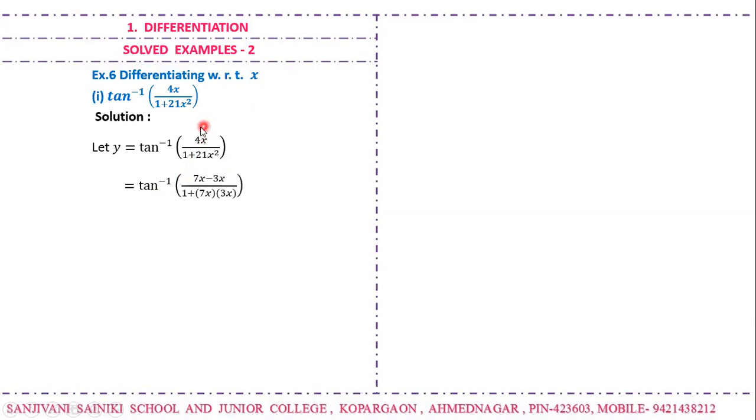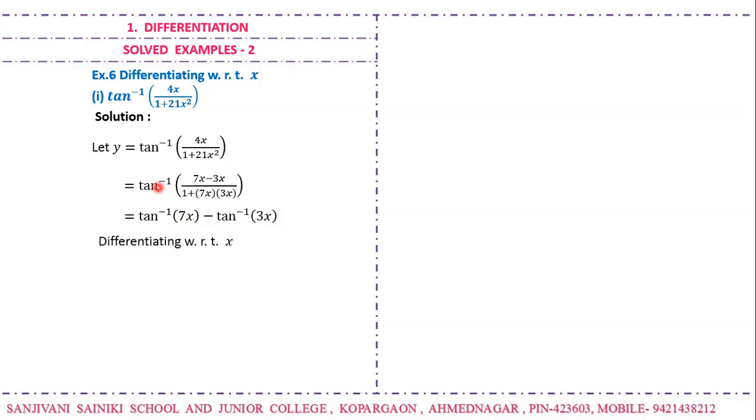So I will write this 4x as 7x minus 3x. Why have I chosen 7x and 3x? Because here I am going to choose two functions such that their difference is 4x and their multiplication is 21x square. So we are using the property tan inverse of (x minus y) upon (1 plus xy) from inverse trigonometric functions. So we get tan inverse of 7x minus tan inverse of 3x.